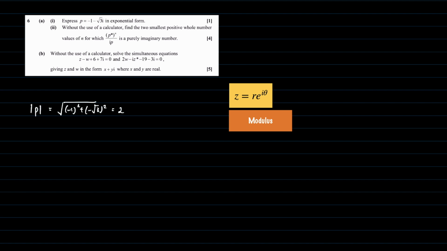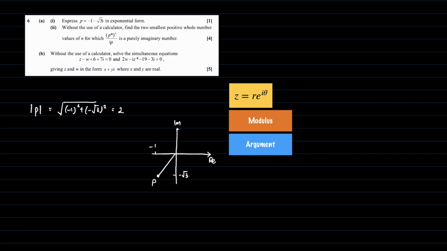Now the next ingredient is the argument. If you're not sure of how to get the argument, not to worry, we can represent this on the Argand diagram where p is in the third quadrant. The basic angle is tan inverse of √3 over 1, and this gives us a value of π/3. Now always take the argument from the positive x-axis, so the argument is -2π/3. Take note that the argument cannot be more than π, so that's why we are taking this in a clockwise direction from the x-axis to give us -2π/3.